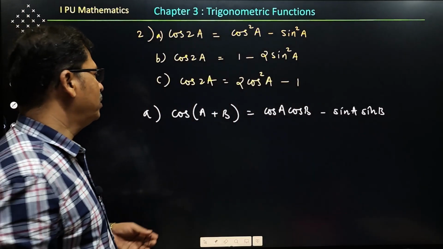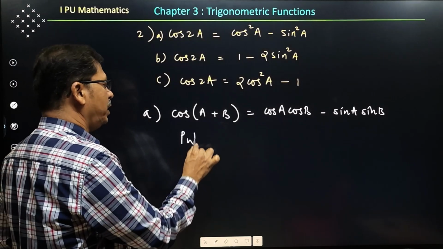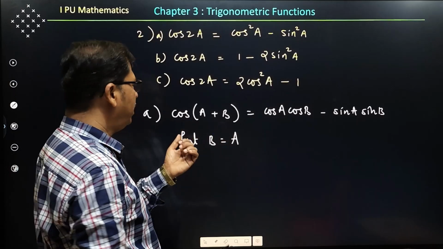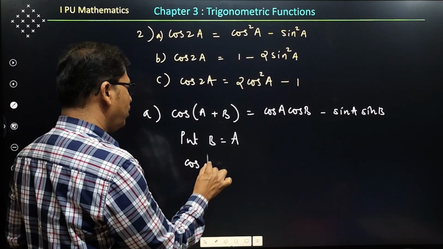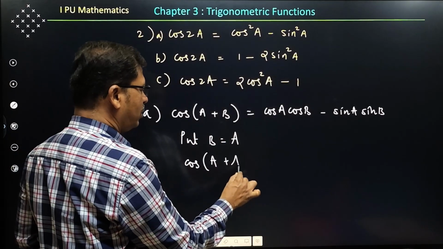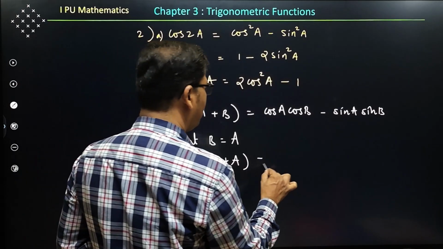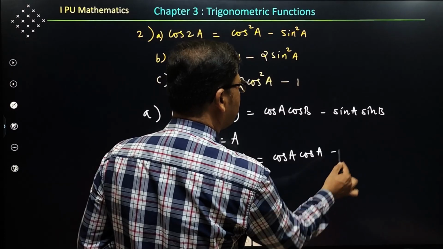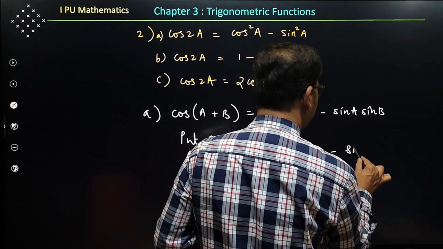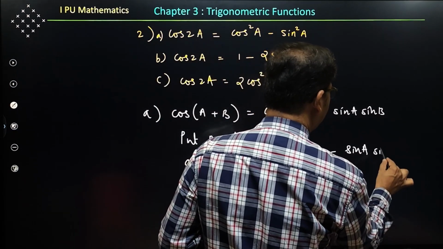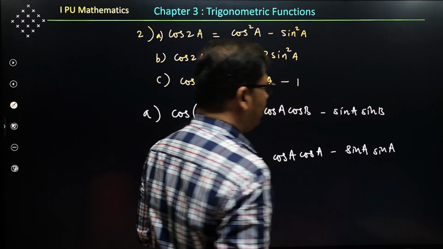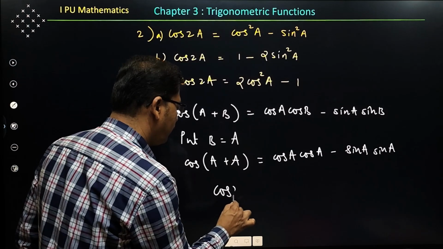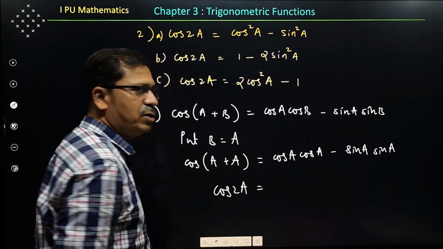Again as before, you substitute b is equal to a. If you substitute the angle b by a, this becomes cos of a plus a. This is equal to cos a into cos a minus sin a into sin a. Now this is cos of a plus a, that is cos 2a.